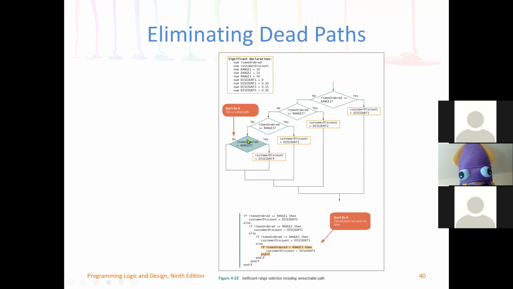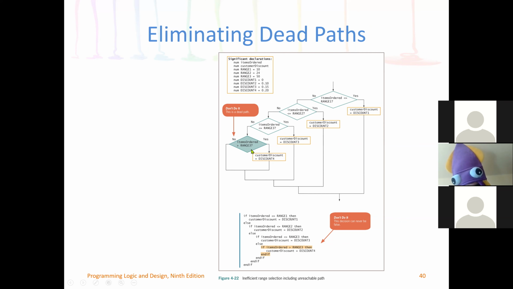Great. So this is an example of eliminating the dead path. The last option will never happen because here they say the items ordered is greater than range 3. But remember, we already have range 3 here. So we start from range 1. True, false, if it's okay, we do something. We check range 2, if it's okay, we do something. And we check range 3. If it's true, we do something. But if it's false, that's it. We don't have range 4.